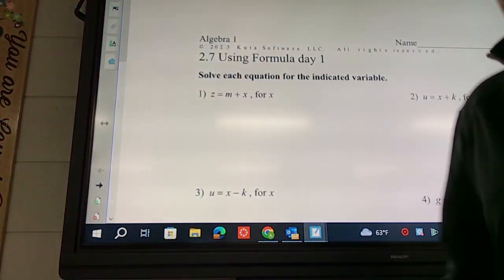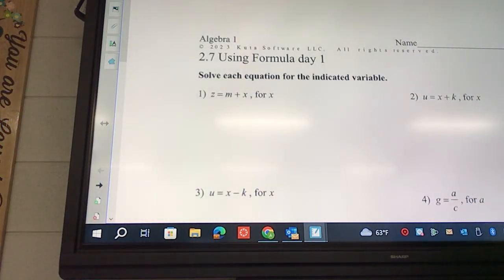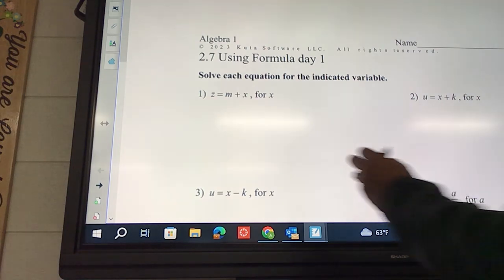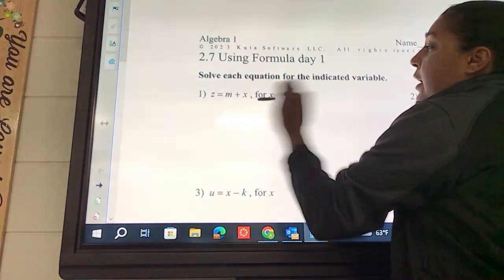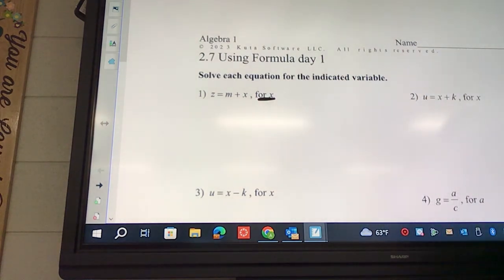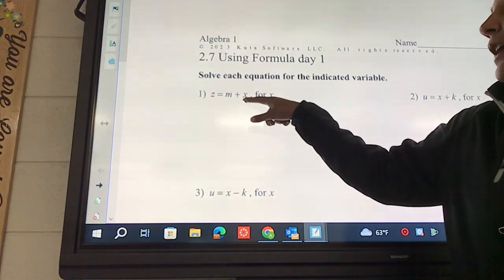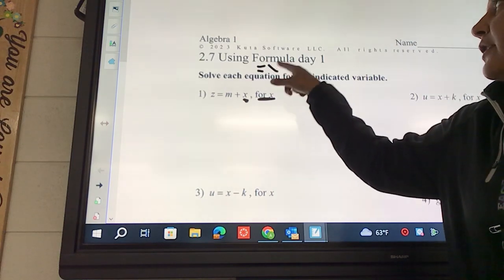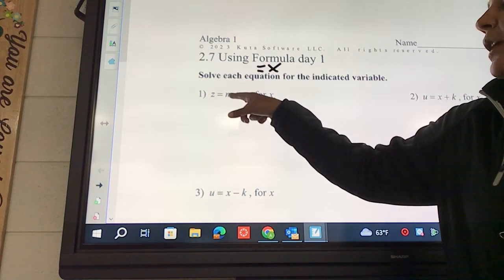Variables. Okay, so if we look at number 1, what does it say to solve for? It says solve for x. So we need to move everything that is on the x's side away from that. This should just say equals x. Anything on that side needs to be moved.